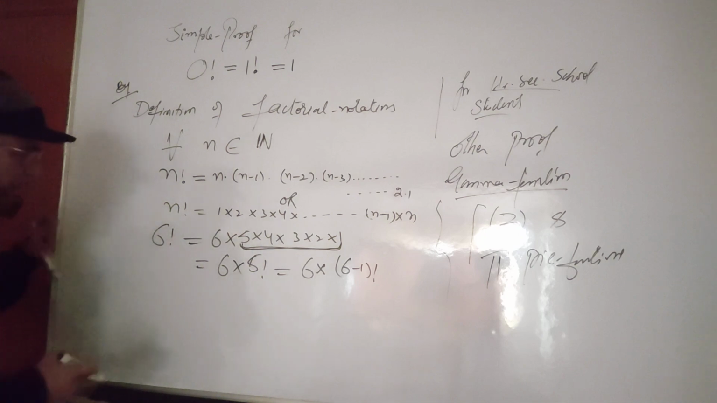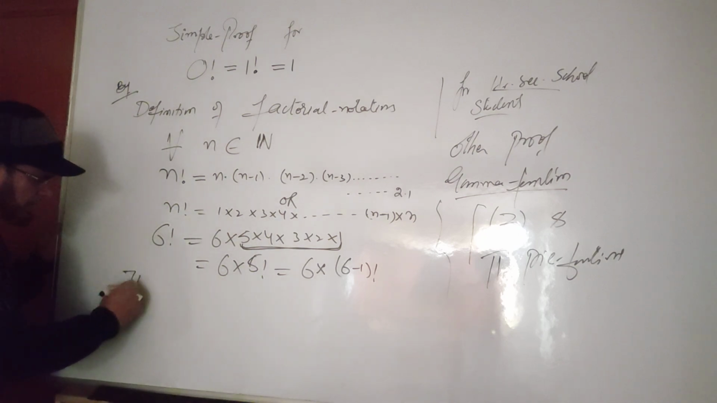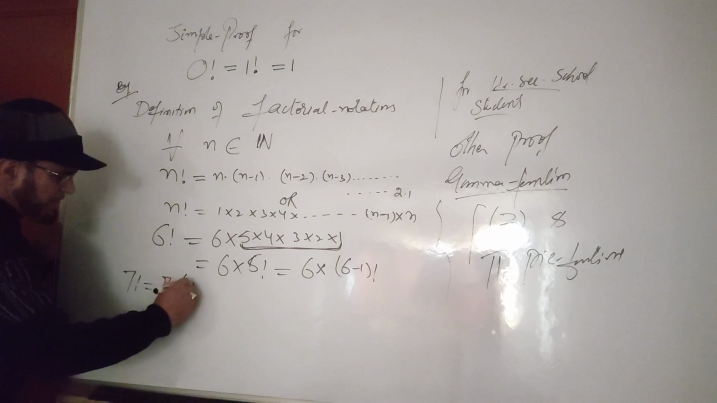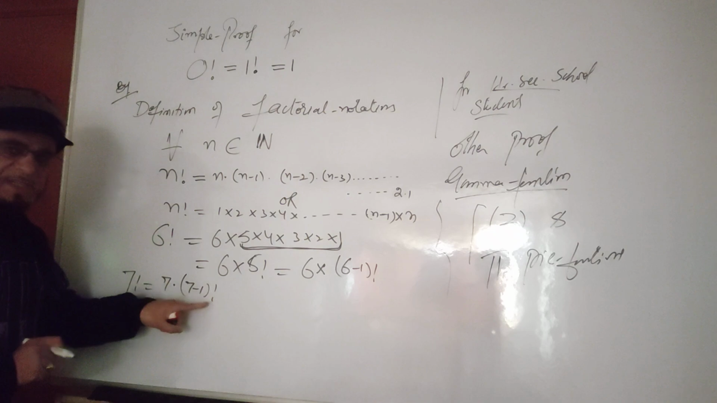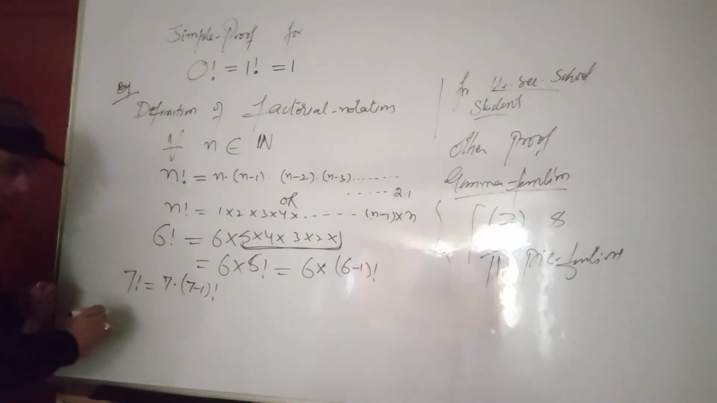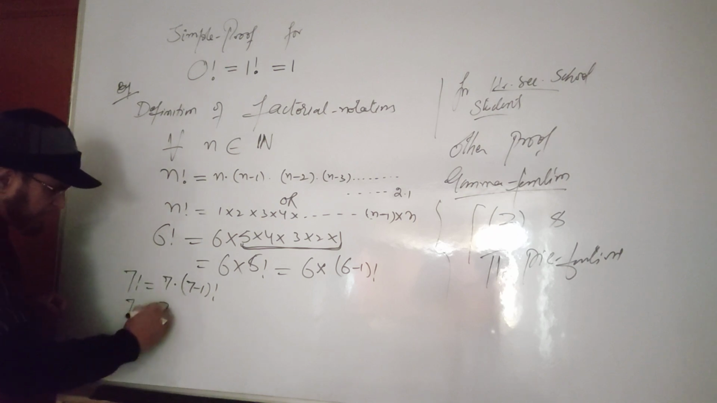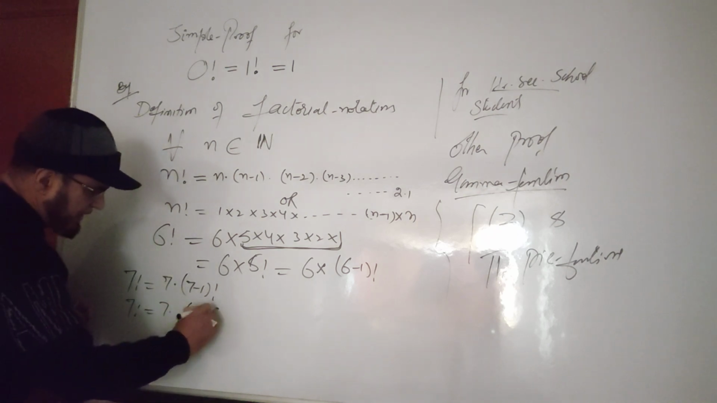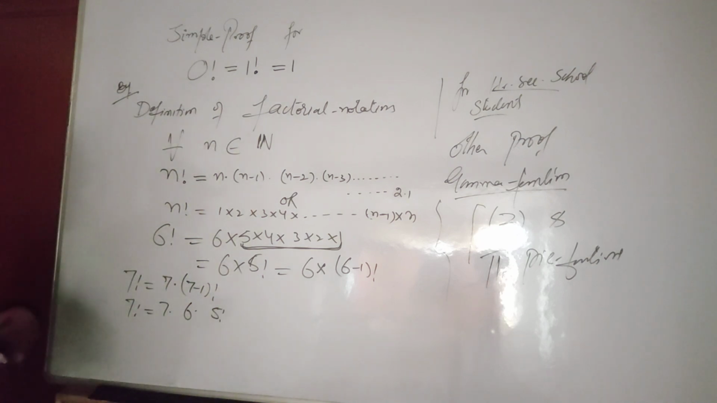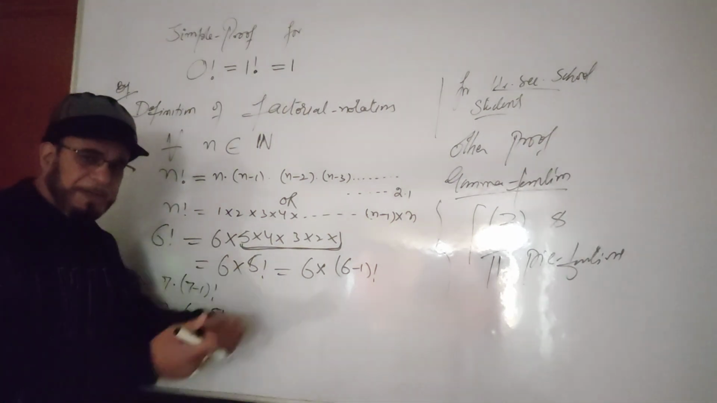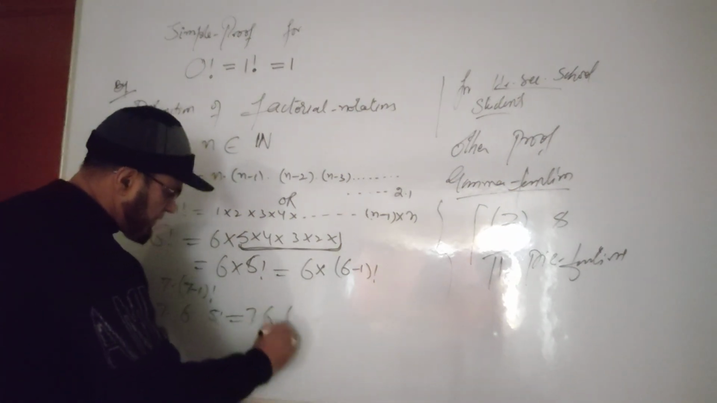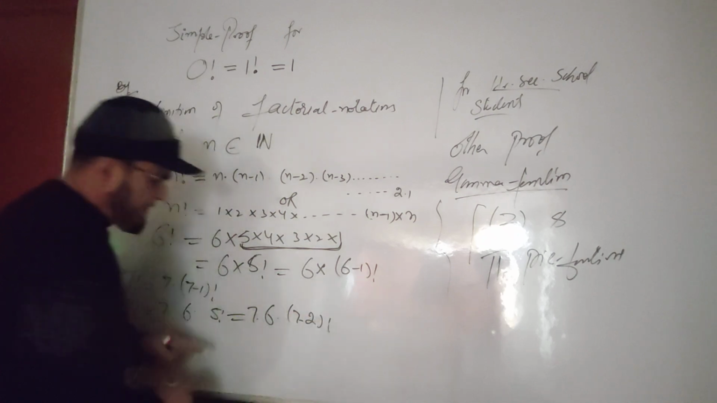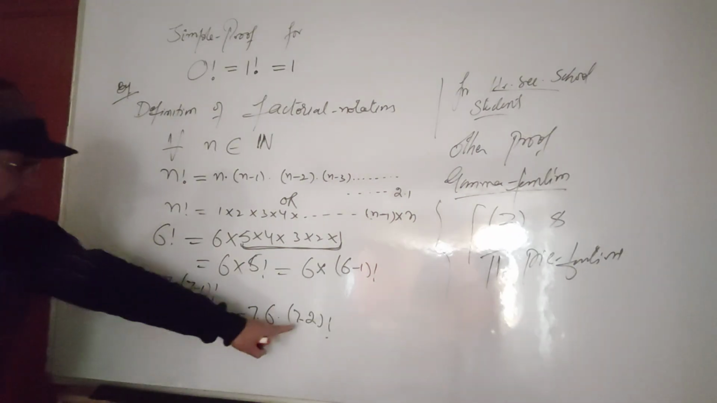That is, you can put a break. Suppose you have 7 factorial. You can write 7 into 7 minus 1 factorial, because 7 minus 1 is 6 factorial, which is 6 into 5 into 4 into 3 into 2 into 1. Or you can put the break this way: write 7 factorial as 7 into 6 into 5 factorial. You put the break as per your requirement, at 5 factorial, at 4 factorial, whatever you like. That means this is 7 into 6 into 7 minus 2 factorial, because it is now 5 factorial.